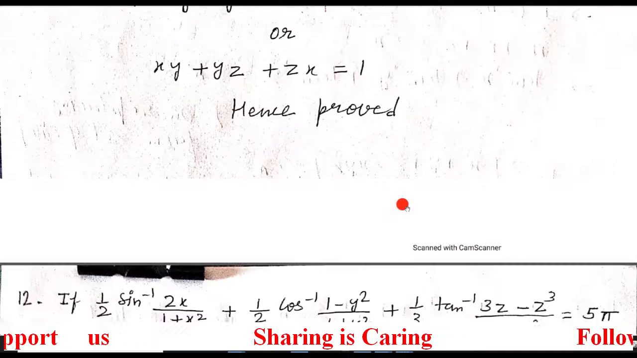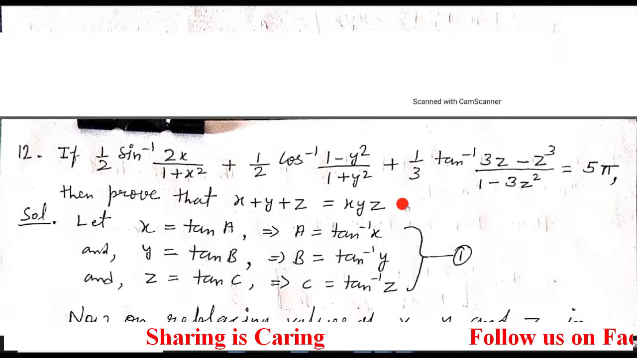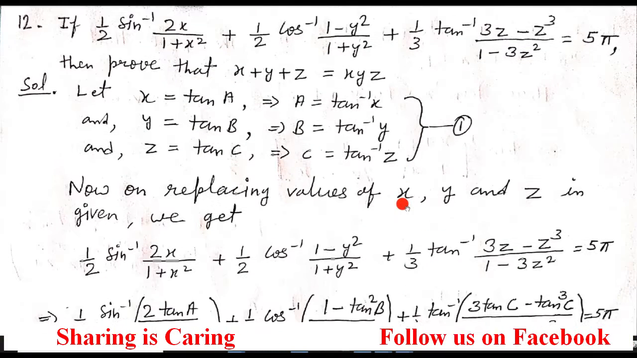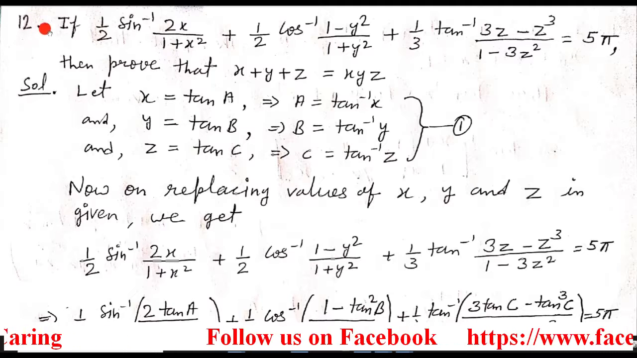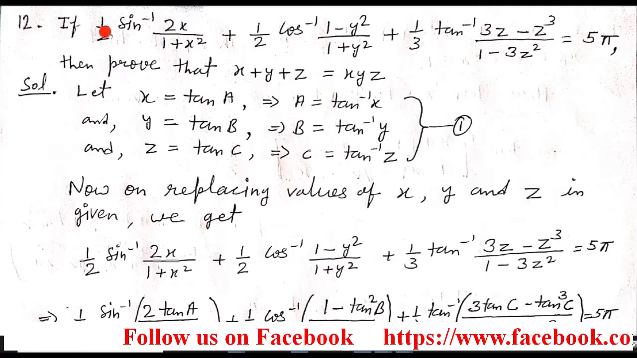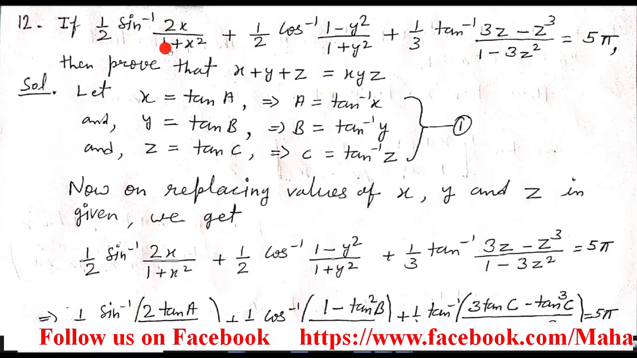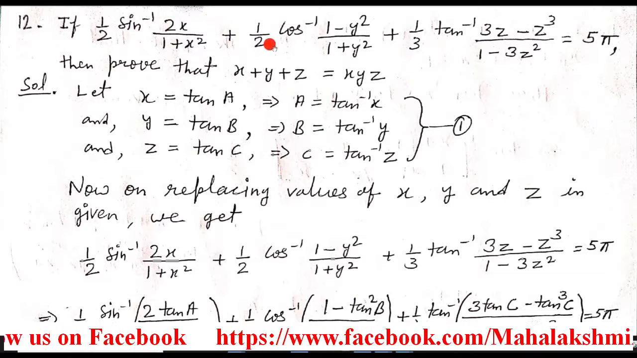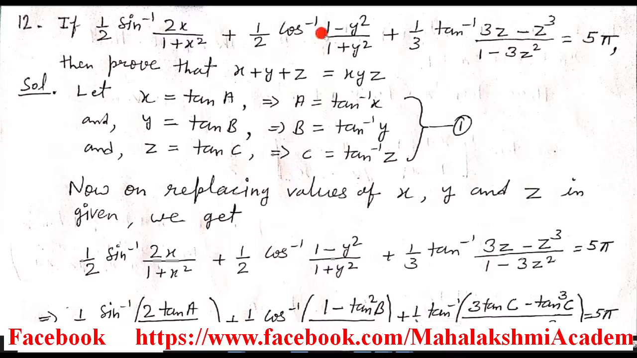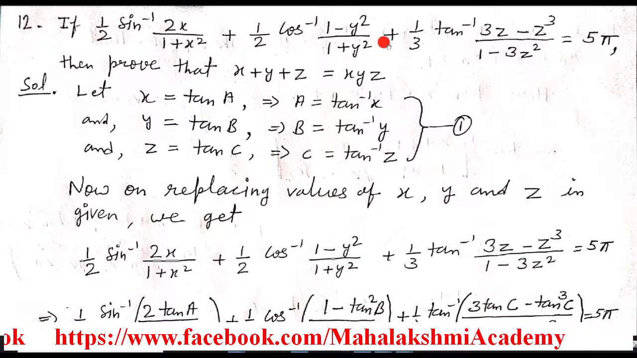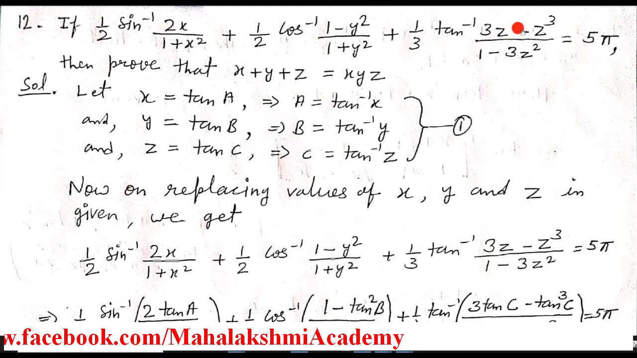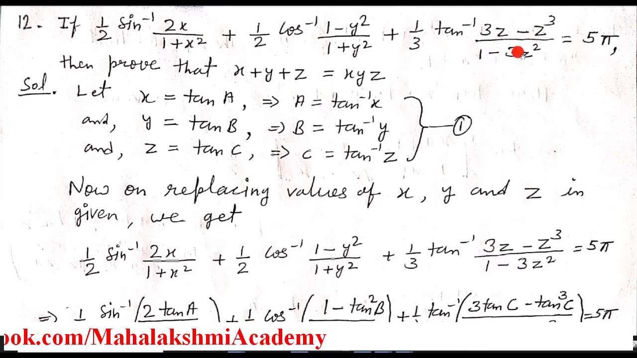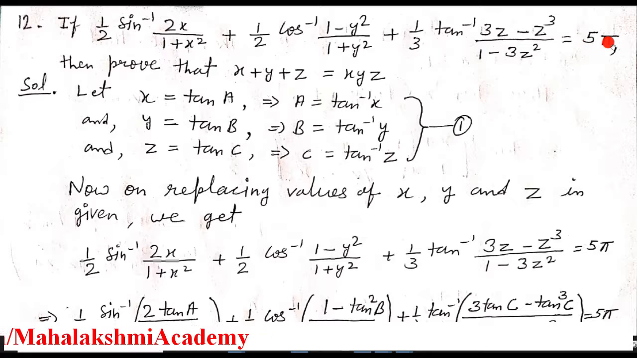Now we'll move to question number 12 of the same exercise. So the exercise is 2.1, question number 12. The question is, if 1 upon 2 sin inverse of 2x upon 1 plus x square, plus 1 upon 2 cos inverse of (1 minus y square) upon (1 plus y square), plus 1 upon 3 tan inverse of (3z minus z cube) upon (1 minus 3z square) is equal to 5y, then we have to prove this.